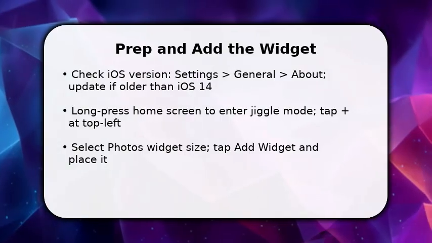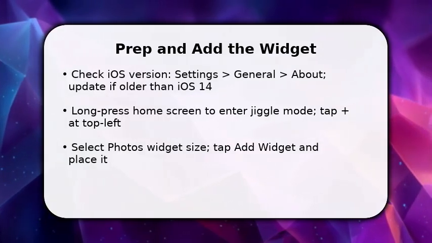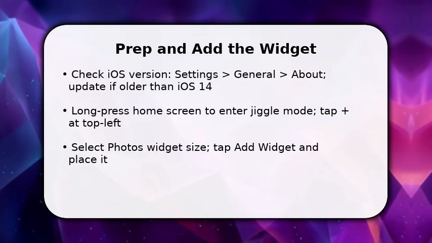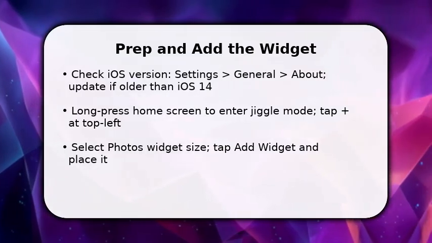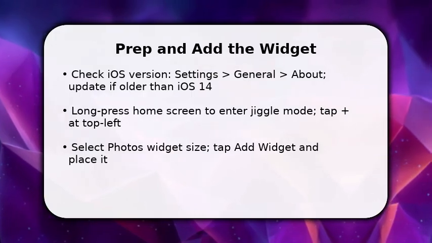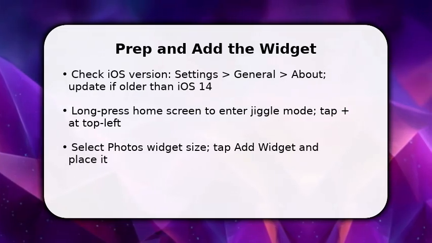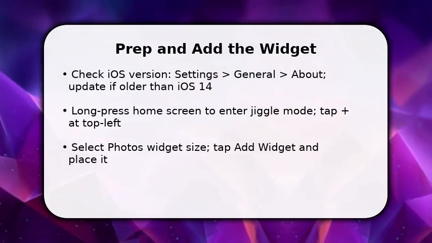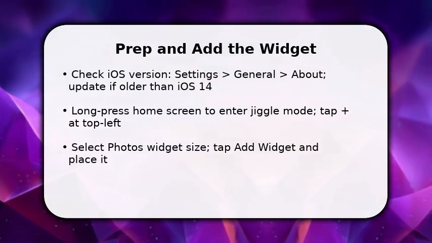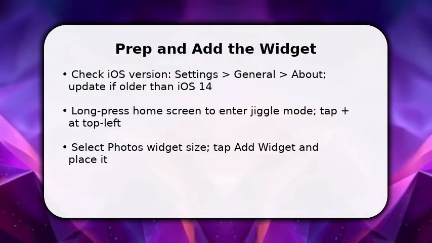You start by confirming prerequisites. Your iPhone is updated and you know where to add widgets. First, long press the home screen to enter jiggle mode, tap the plus button and pick the photo's widget size that fits your layout. Once done, tap Add Widget and drop it where you want, then press Done. This places the widget and registers default behavior. You're now ready to customize which photos appear and to address common display issues that follow.